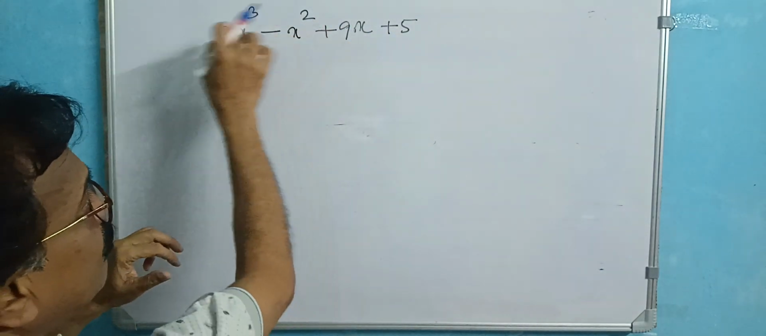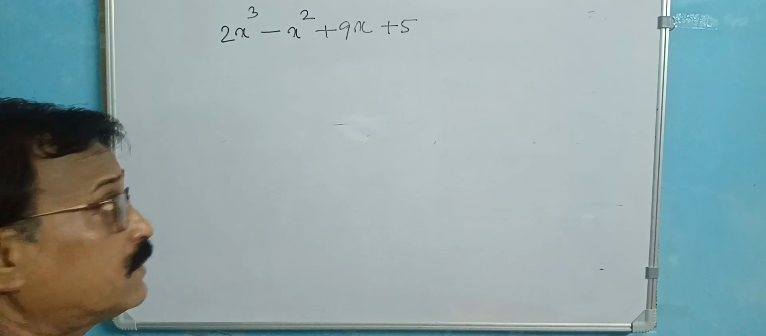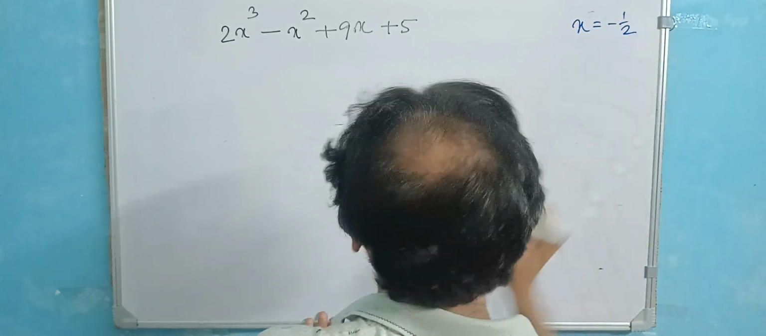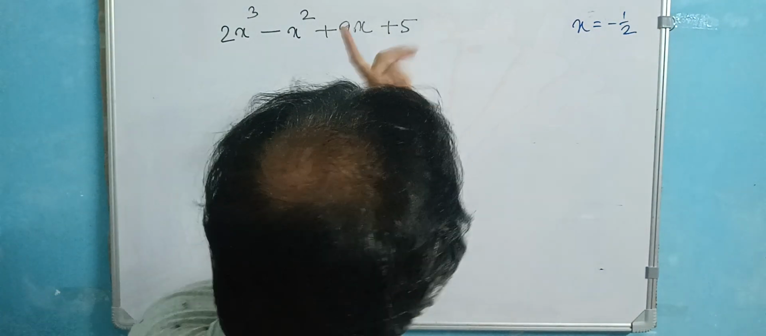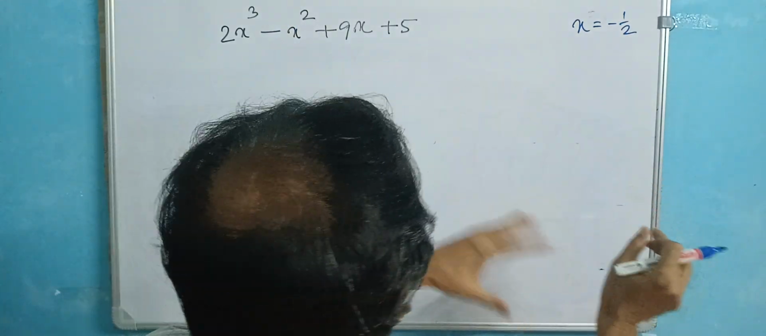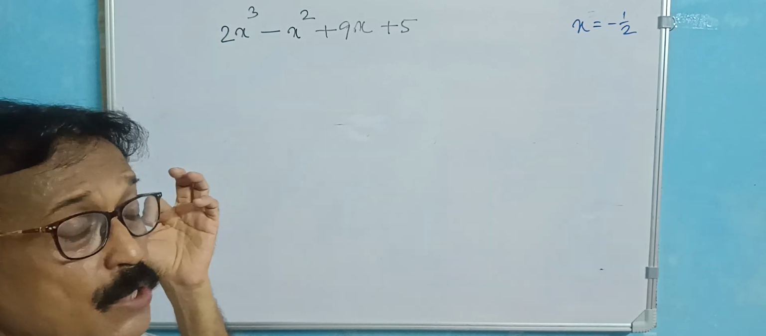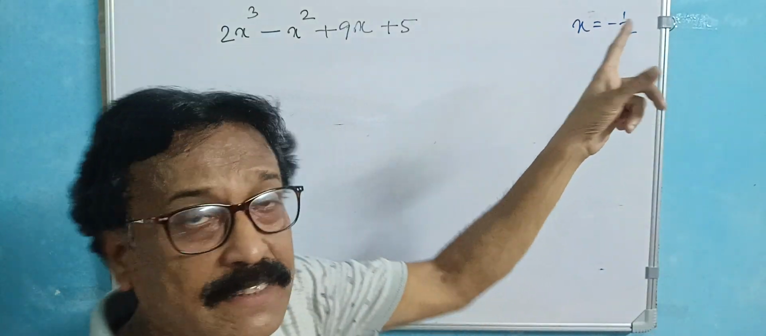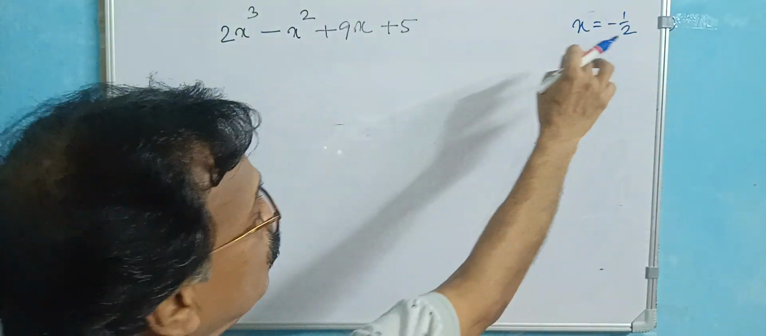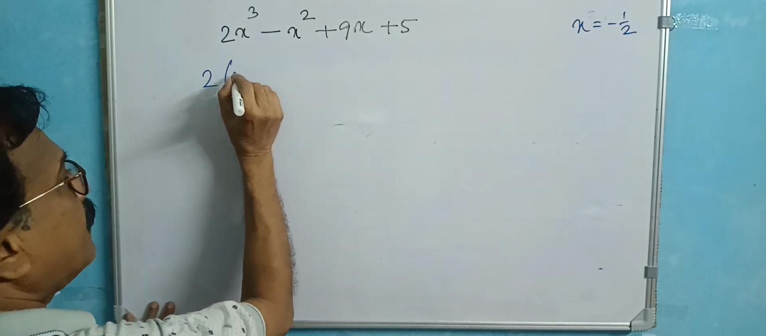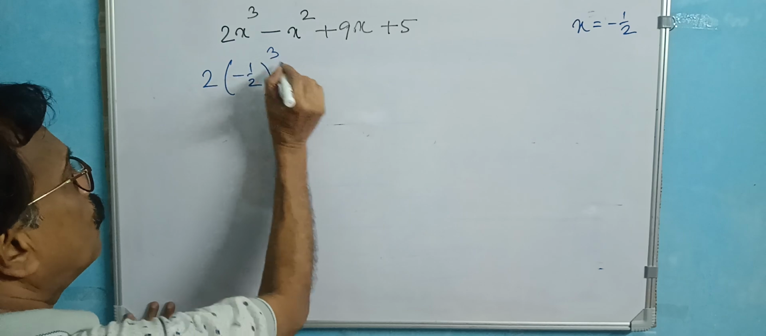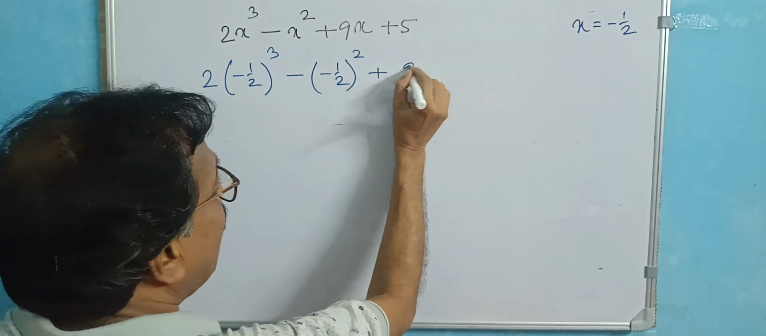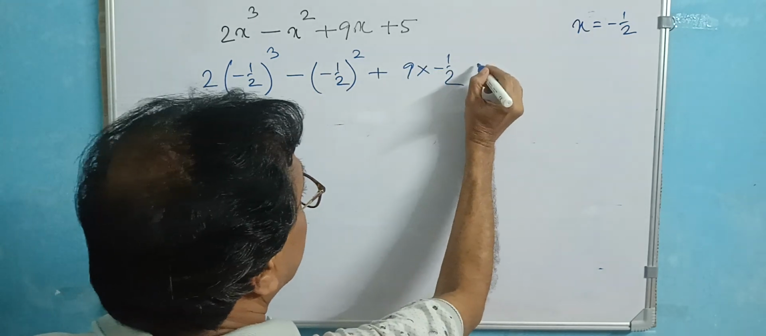2x cube minus x square plus 9x plus 5. This is not a middle term factor, no common factor is there, so just the trial and error process. You get x is equal to minus half. Just try x equal to 1 and x equal to minus 1; these won't give 0, maybe for that reason I just discuss x is equal to minus half. So 2 times minus half to the power cube, minus x square with x as minus half squared, plus 9 into minus half, and plus 5.